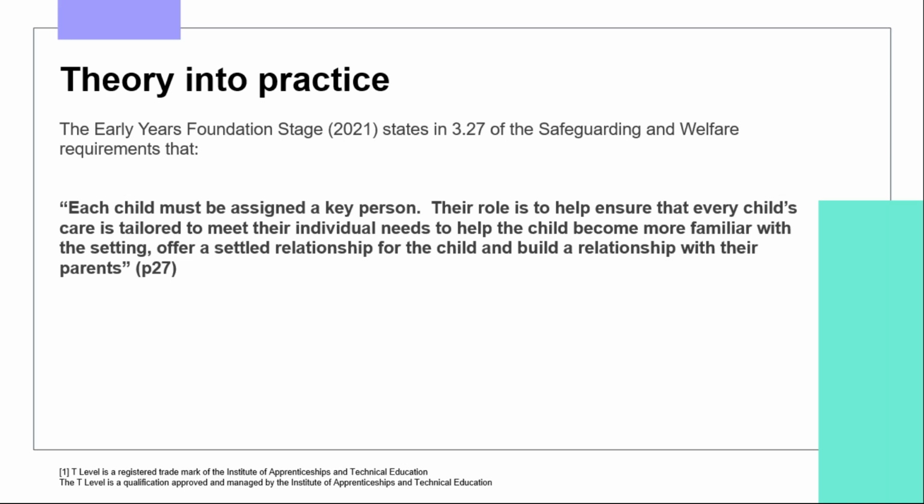So the early years foundation stage of 2021, as I said, hasn't changed, but it states in 3.27 of the safeguarding and welfare requirements that each child must be assigned a key person, and their role is to help ensure that every child's care is tailored to meet their individual needs, to help the child become more familiar with the setting, offer a settled relationship with the child, and build a relationship with their parents.